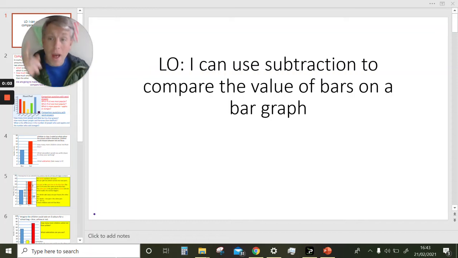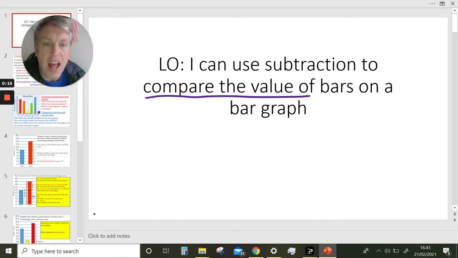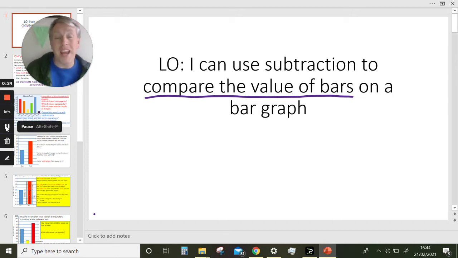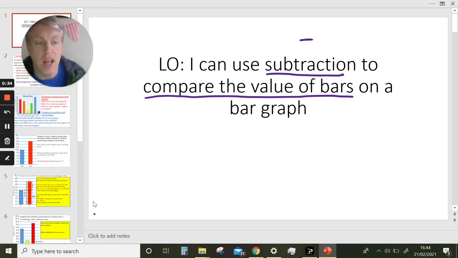Hello everyone! Well, it's our second lesson on bar charts or bar graphs, and today we're really looking at what it is to compare the value of bars. And in particular, we're going to be looking at how we use subtraction, so take away or minus, to compare. So let's have a little look.